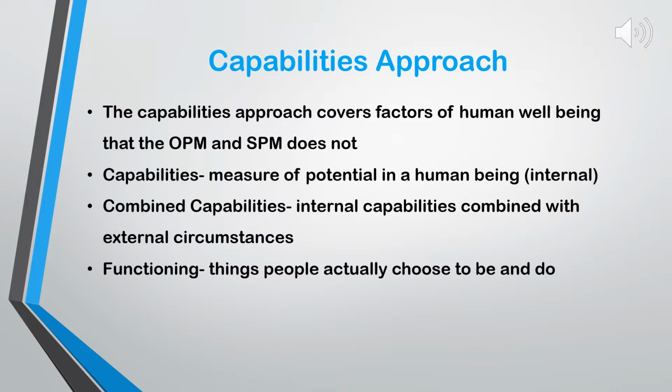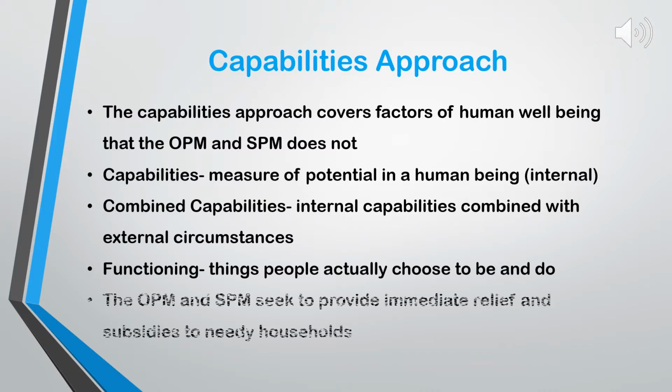One strong argument against this approach is that focusing on the potential of people rather than their actual well-being may lead them to be worse off in the short run. However, this is a shortcoming that is largely dealt with by the OPM and SPM, which seek to provide immediate relief and subsidies to households who are struggling. For this reason, we can focus our attention on capabilities, as allowing people to have more combined capabilities has high potential for increased standard of living.